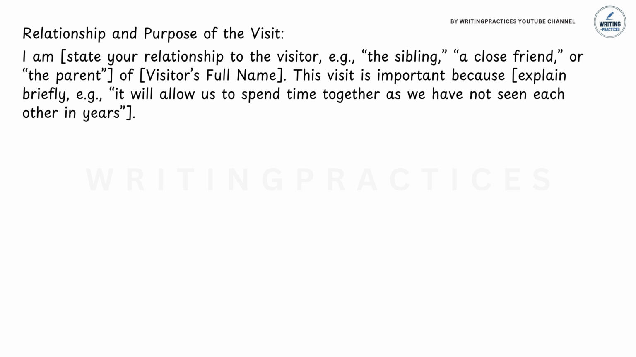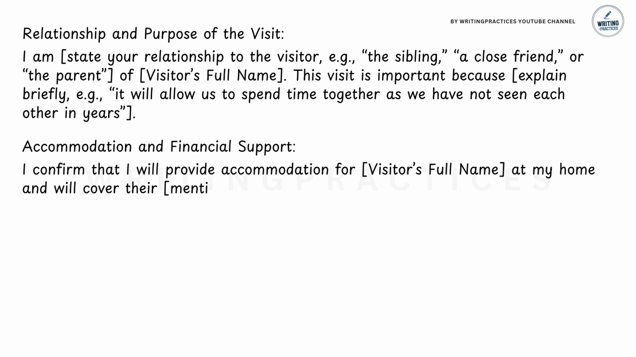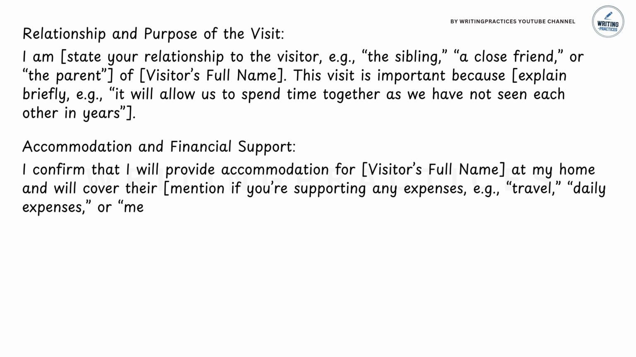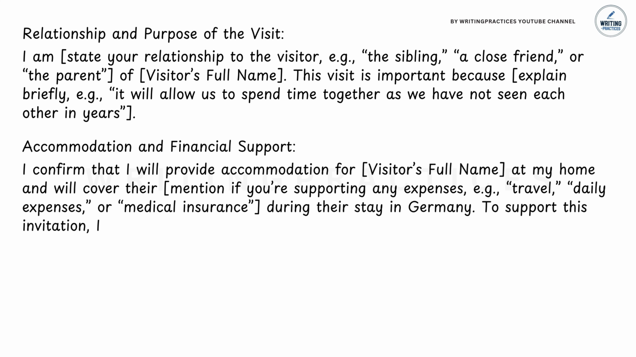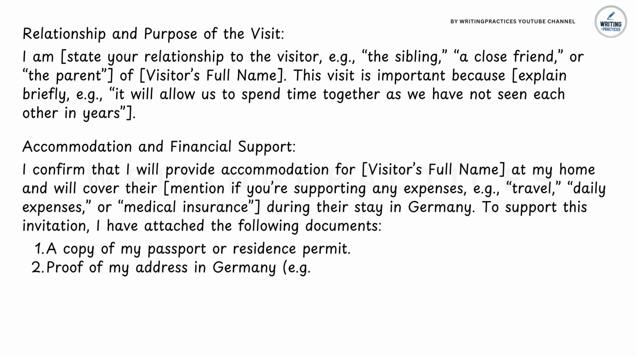8. Accommodation and financial support. Clearly state that you will provide accommodation and specify any financial support you will offer during their stay. Mention any attached documents that verify your ability to host and support the invitee. This assurance addresses potential financial concerns. For example, I confirm that I will provide accommodation for Jane Smith at my home and will cover her daily expenses during her stay in Germany.